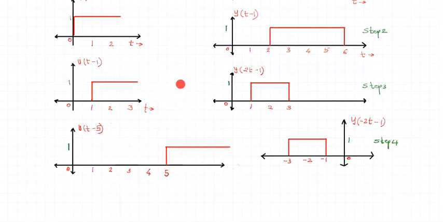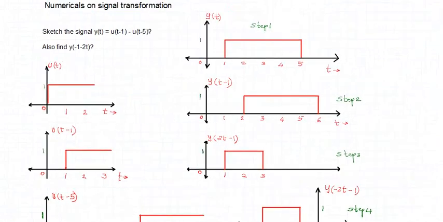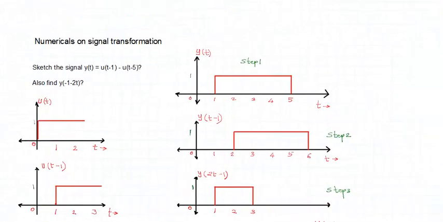So at 6, it is 1. At 6, this is also 1. 1 minus 1 is 0. Similarly, at 7, 1 minus 1 is 0. Can I say that after 5, as both the signals are having a magnitude 1, the subtracted signal will result in 0? Right? So if we sketch the resultant subtracted signal, this is how the y(t) signal is.